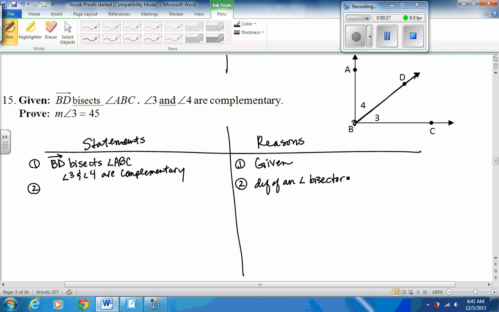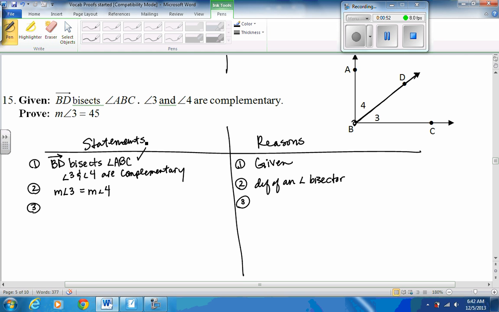If you're not sure of the conclusion, maybe pause the video and go see what that leads to. We should have a couple of angles the same. So which angles? Well, measure of angle 3 and measure of angle 4 are going to be the same. Okay, what about the second statement?